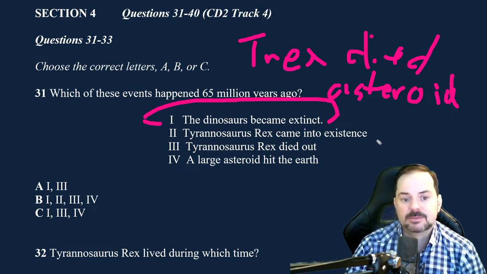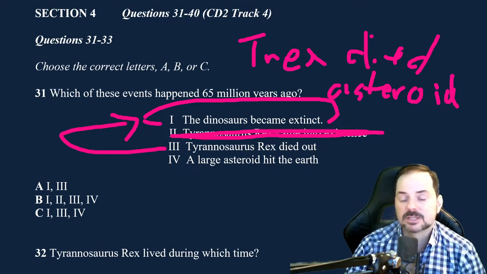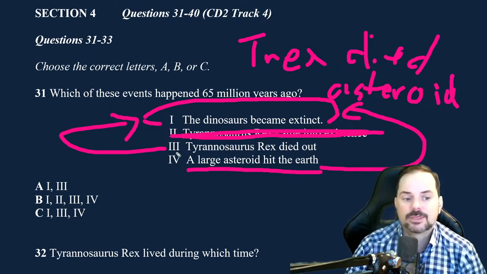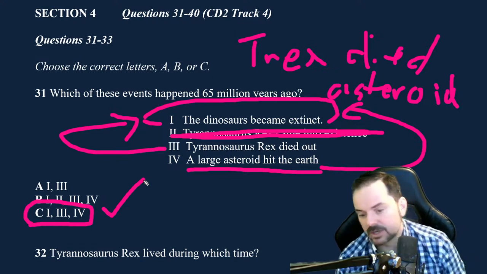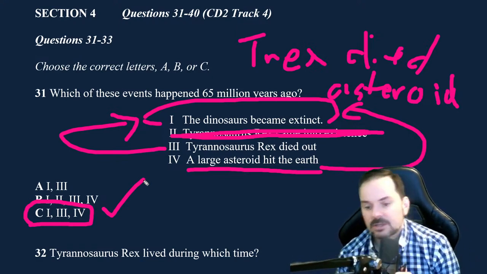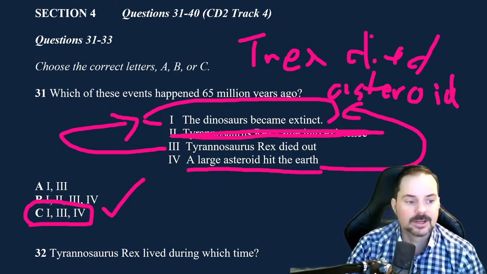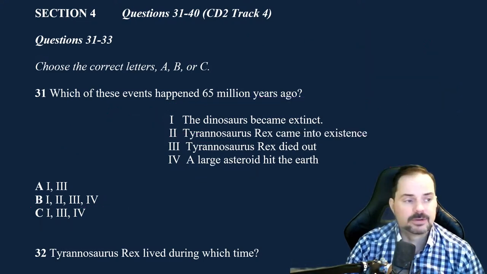The Tyrannosaurus rex came into existence? No. Sounds like it came into existence long before then. Tyrannosaurus rex died? Yeah, makes logical sense because T-Rex is also a dinosaur. A large asteroid hit the Earth. Yes, I think that's why they all died, right? It's all connected. So it's 1, 3, and 4. 1, 3, and 4 would be C. C is the correct answer. And it looks like Harjat and Alexei and Shivani all came to the same conclusion. Same with Rustam and Fuang. Very nice. Okay. Again, logic, right? There's a lot of logic there.